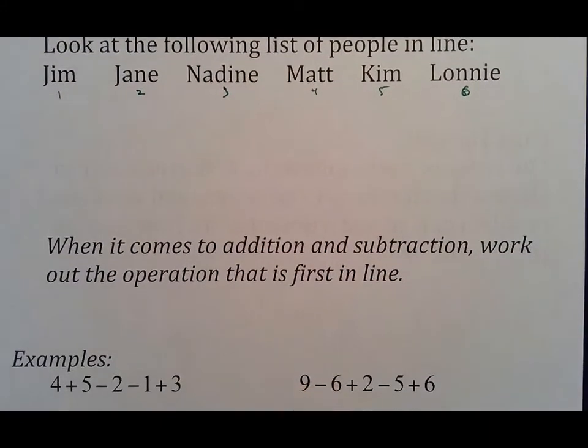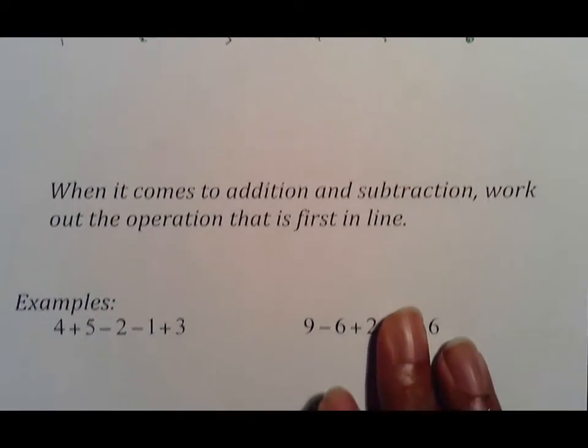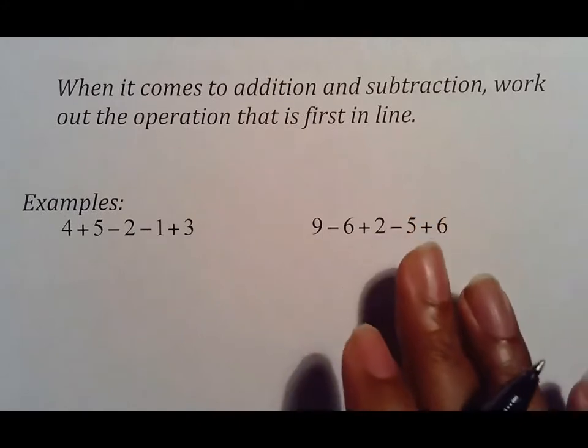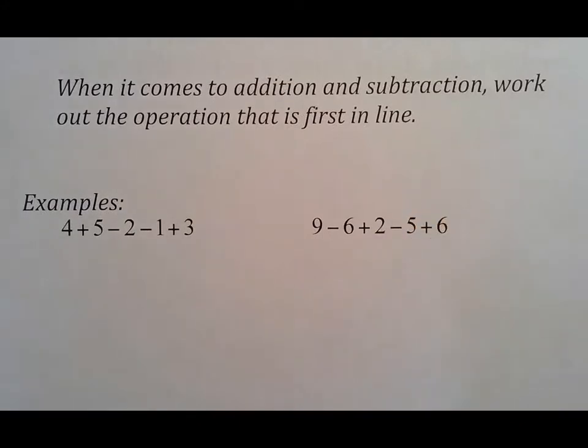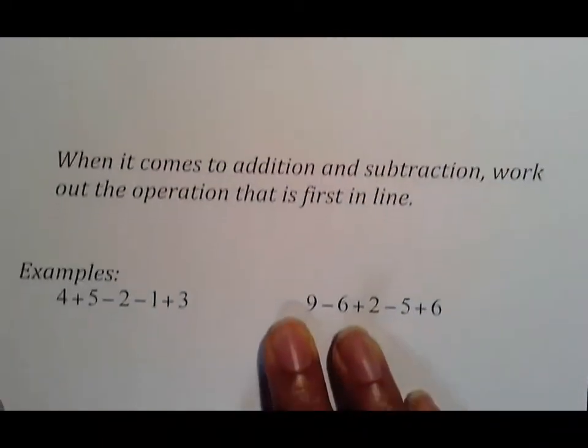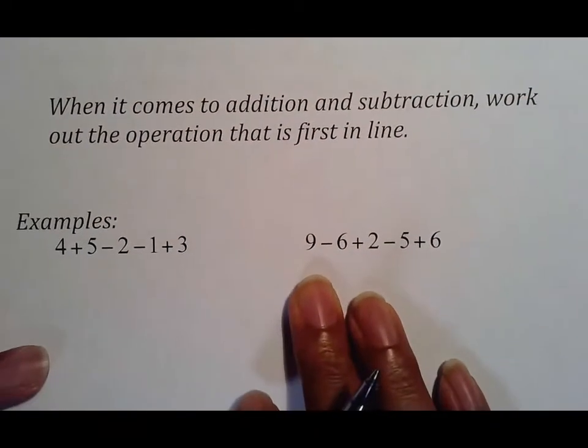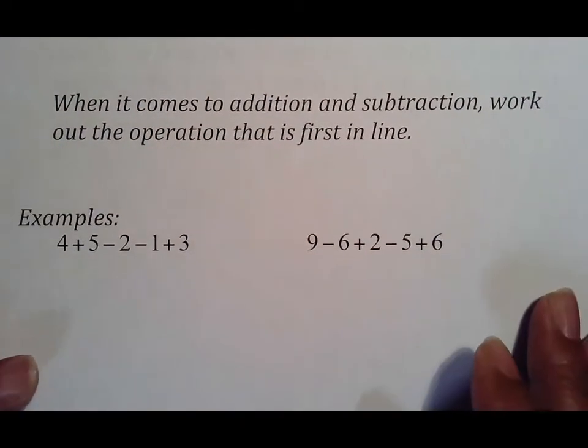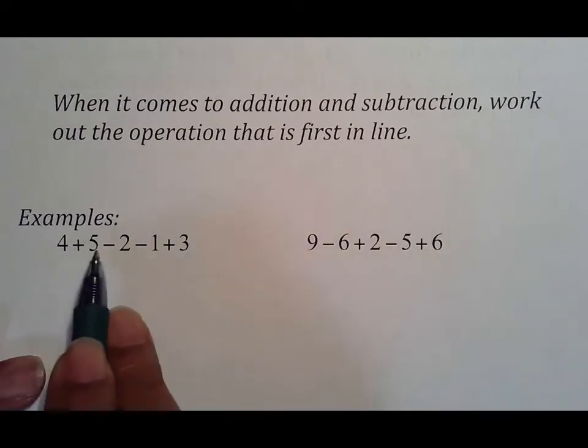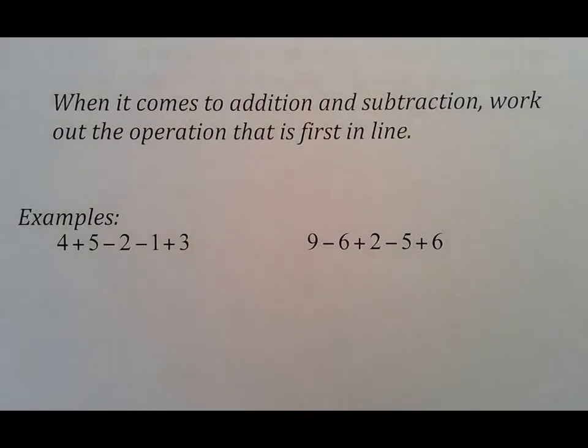When it comes to addition and subtraction, deal with the one that's first in line, because they are like students in a lunch line. So you might want to jot these few examples down. It's not a lot. I think there's 4 of them. But all you have to do, and I suggest that you underline them, is look at this: you have addition, subtraction, subtraction, addition. These are all students, and so they are all the same.